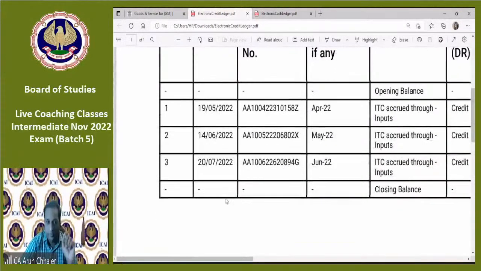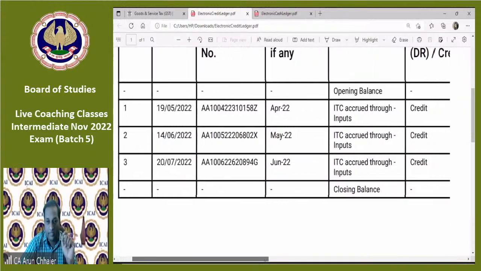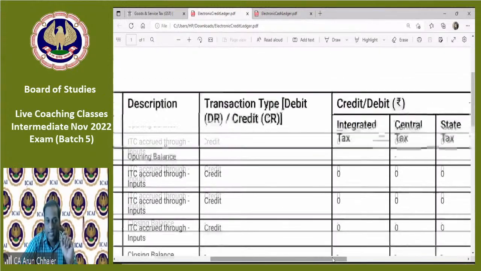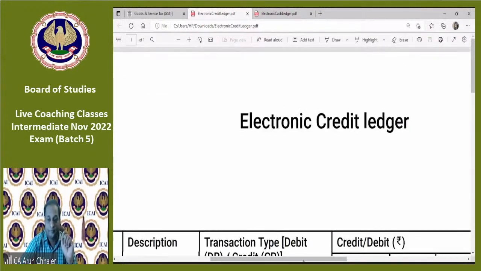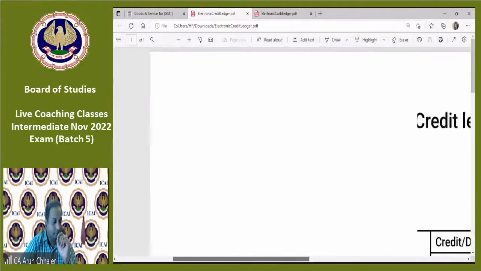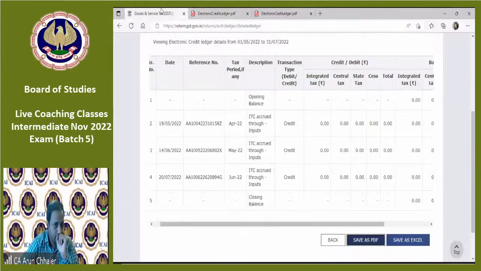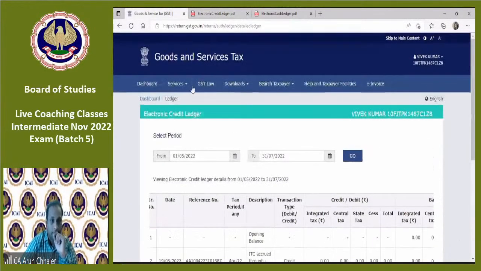So kindly give me the confirmation. What is the cash ledger and what is the credit ledger? Is it clear to all? Give me the confirmation that it is clear to all.